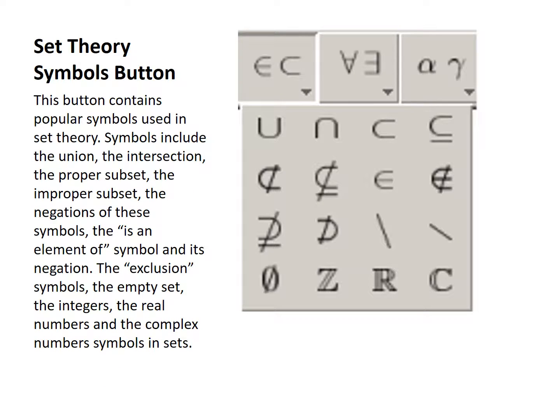The set theory symbols. You can embed set theory symbols inside your text when you are using this particular editor. This contains the union, the intersection, the proper and improper subsets, the negations of those as well. You also have the empty set, the set of integers, the set of real numbers, and the set of complex numbers. Those symbols are also provided for here under this button.